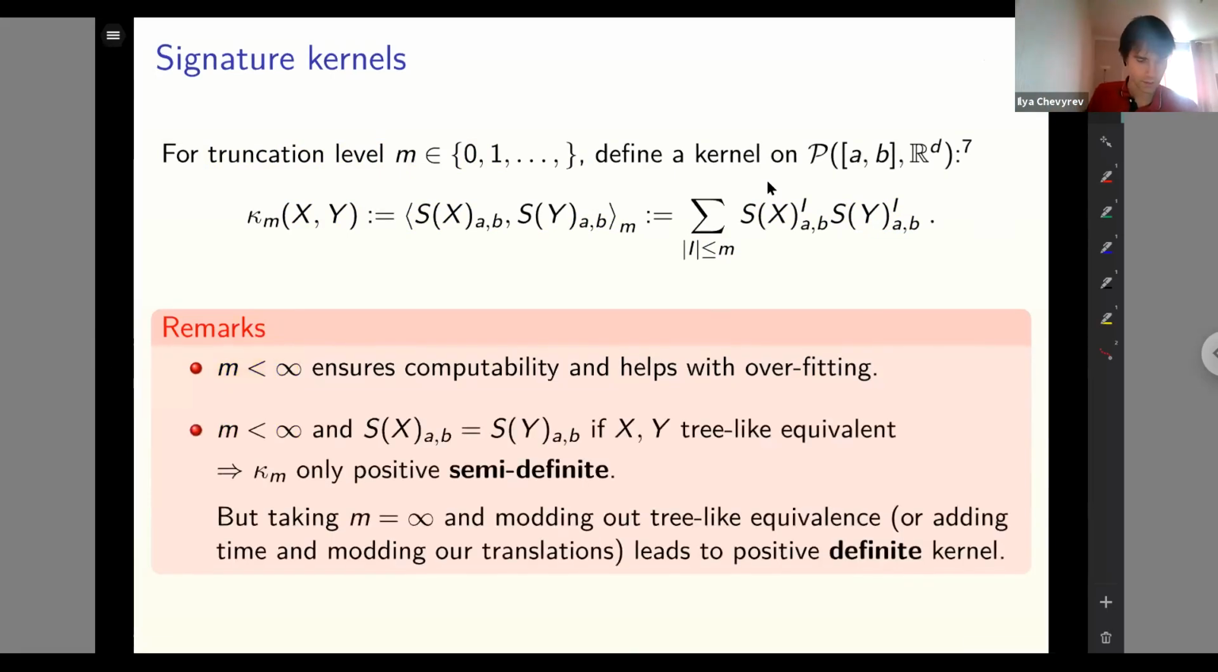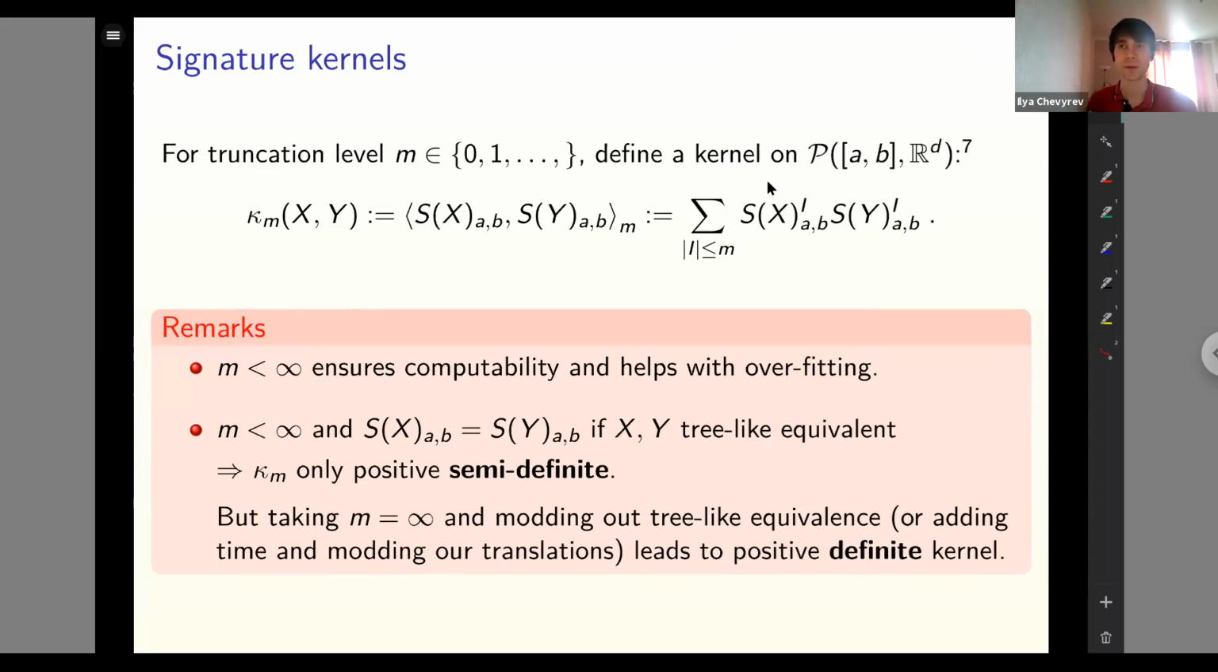Okay, and then also the fact that we restrict to m being finite, and also the fact that signatures don't actually determine paths. This kernel on a space of at least parameterized paths is not strictly positive definite. It's only positive semi-definite.